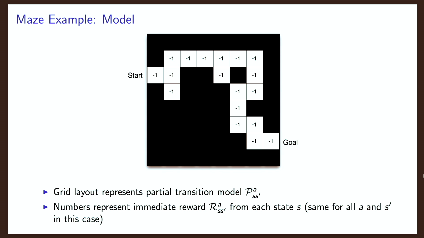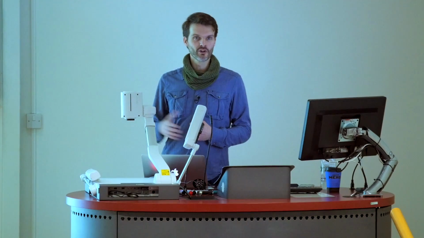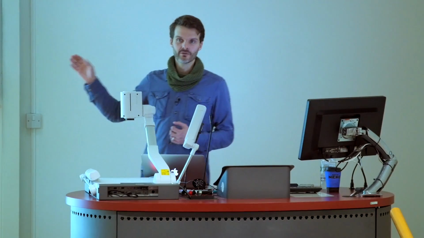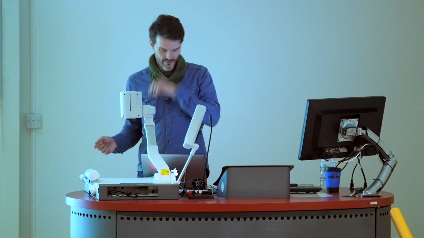Given this approximate model, you could still plan through it, and you would still find the same optimal solution, even though the model isn't fully correct in all states. In other cases, of course, your model might be approximate, and there might be a wall where there isn't a wall, and you might find a completely different value and a different policy, which might not be appropriate for the true problem.